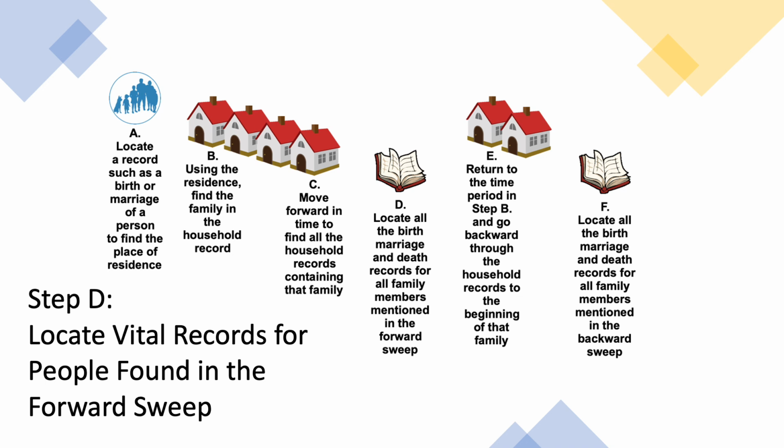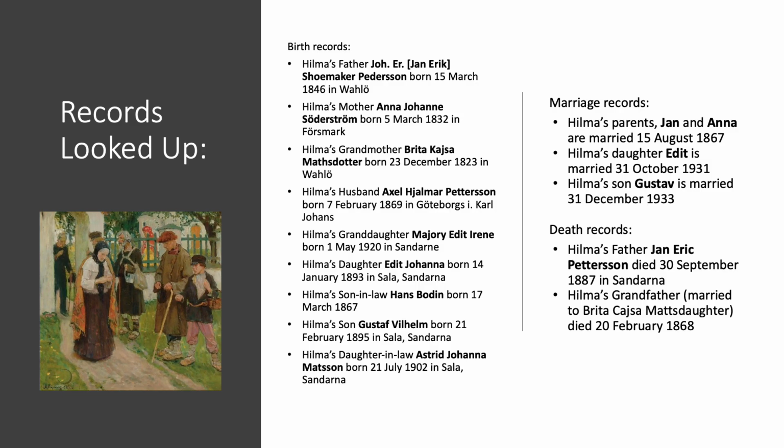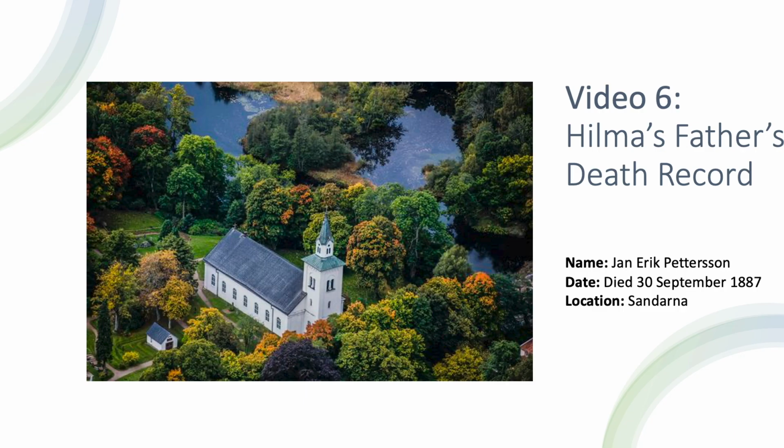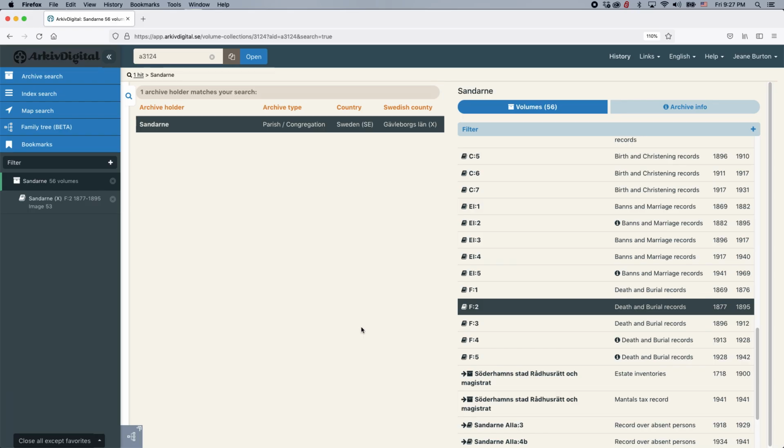In step D, we now gather all the original sources that were referred to in the household records. Not only do these records verify the information we found, but it will also provide more knowledge regarding the families. This is a list of the records that we need to look up in the parish records. I'm going to show you how to do two of these, Hilma's father's death record and Hilma's marriage record. We've already seen how to look up a birth record, a household record, and the moving records. Now I want to show you how to look up Hilma's father's death and also Hilma's marriage.